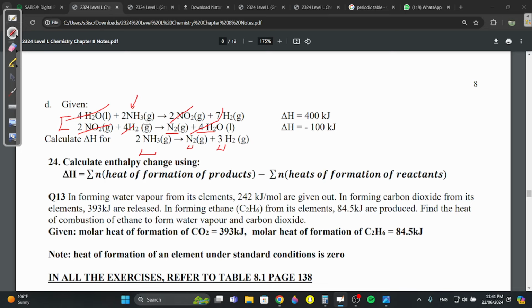2NH3 can't cancel anything, so we just take it down. And then N2 can't cancel anything, so we just take it down. So yeah, it's just easy. You just have to add these up. 400 minus 100. Well, these are very easy, guys.